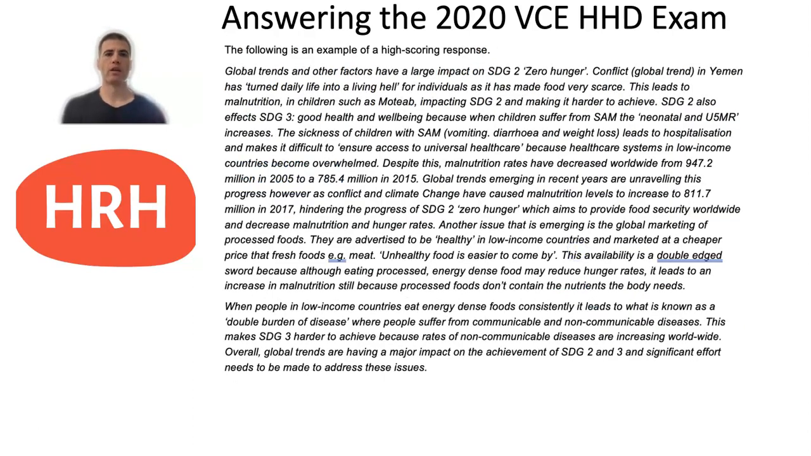So here you'll see they included an example of a high scoring response, and you can access this online with the examiner's report. If you read this response, you'll see that the student does a good job of bringing in global trends. They've mentioned conflict in their second sentence. They've also talked further on about the impact of things such as global marketing, so they've brought in some of their knowledge about other factors. They've also talked about things like climate change, which is another example of a global trend. So they get marks for that.